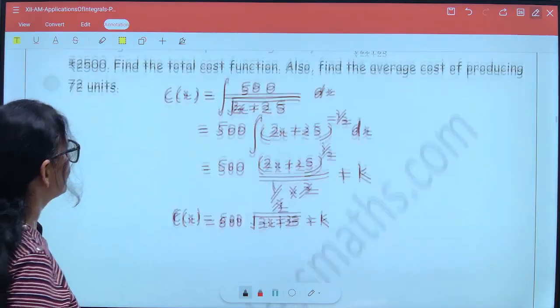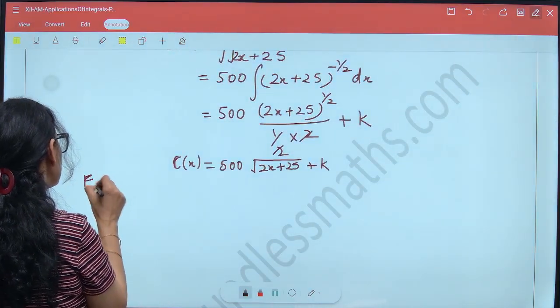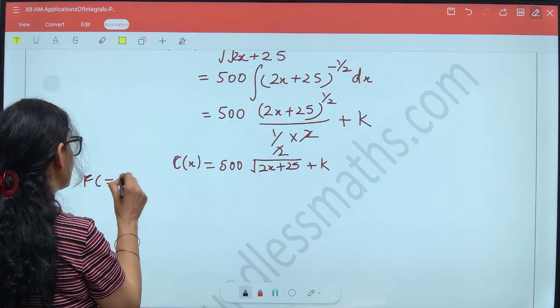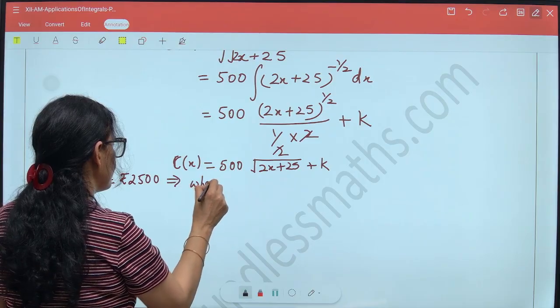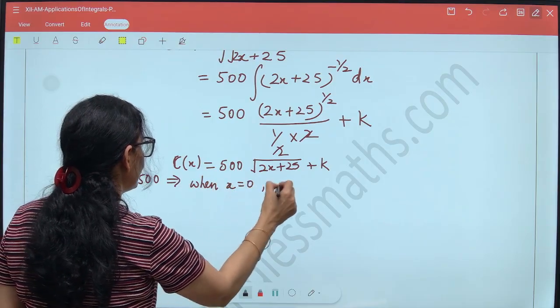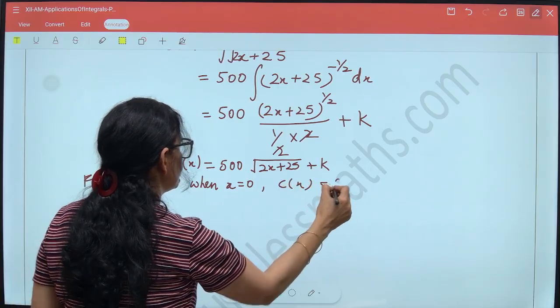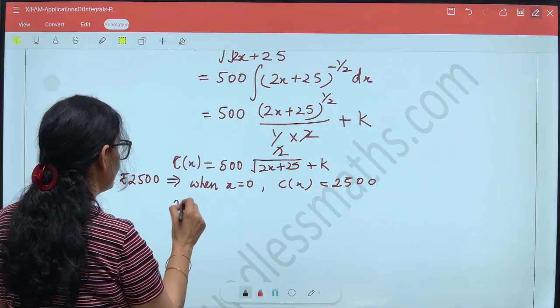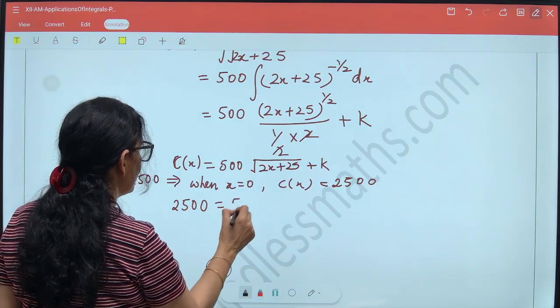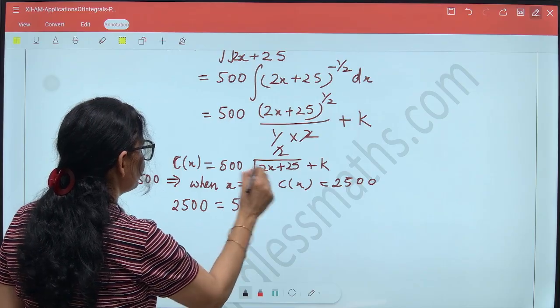Now we are given the fixed cost. So again we'll use the same logic here. Fixed cost is rupees 2500. This means when x is 0, the value of the cost function is 2500. So let's put these values into this cost function. 2500 equals 500 square root of 2 into 0, which becomes 0.